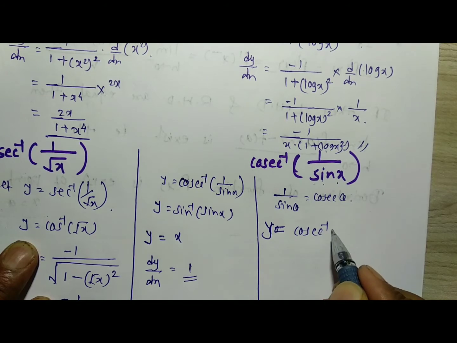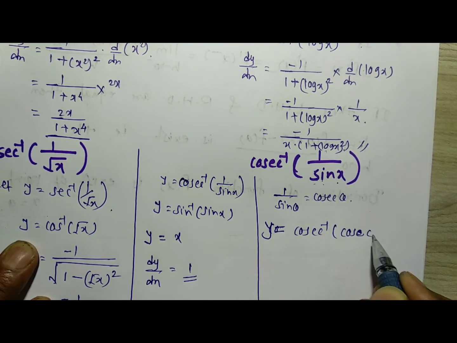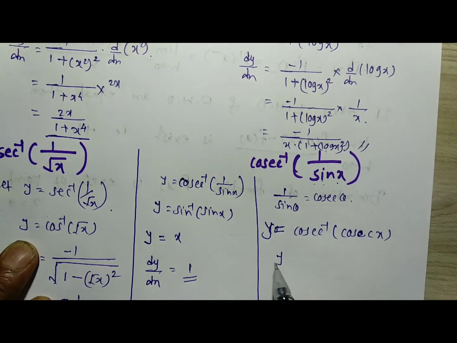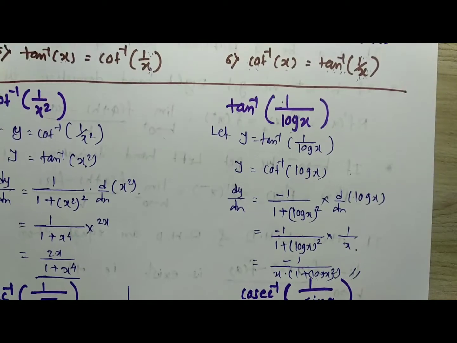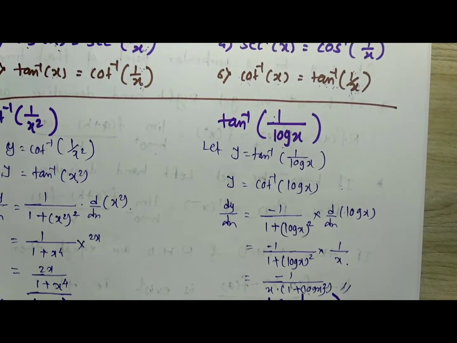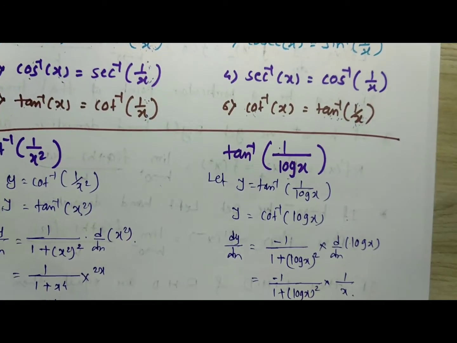cosec inverse cosec x. Cosec inverse cosec x, and cosec and cosec cancel each other, so y is equal to x. Therefore y is a function of x, and we take the derivative of y with respect to x, dy by dx is equal to 1. We know these considerations, and how to use those formulae in the reverse direction.